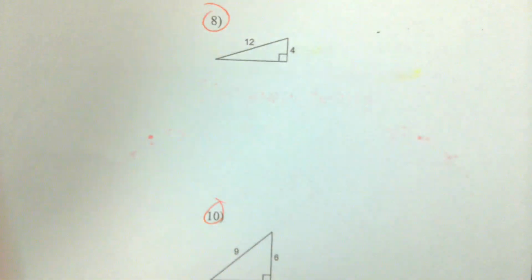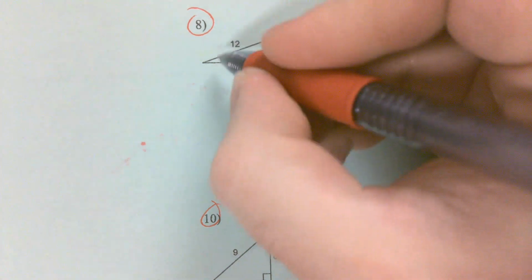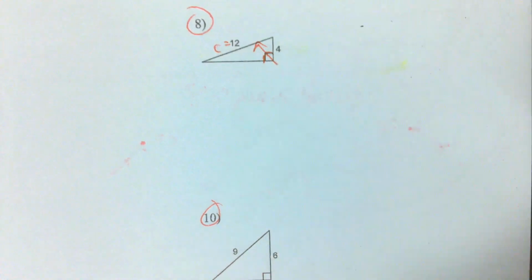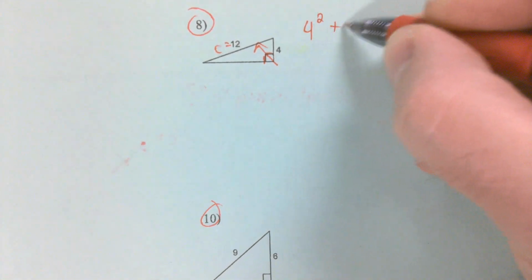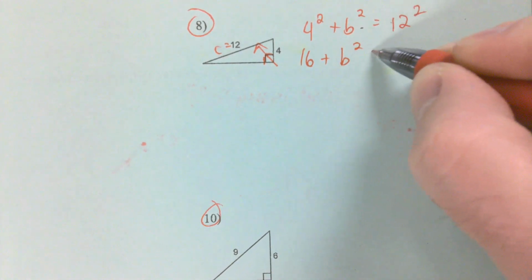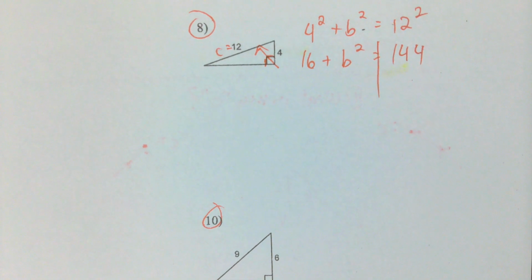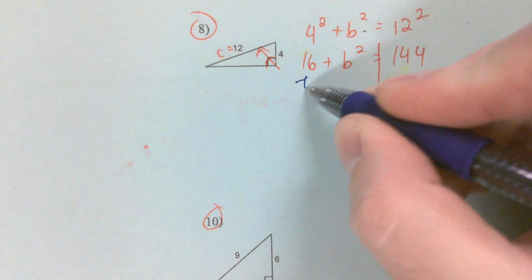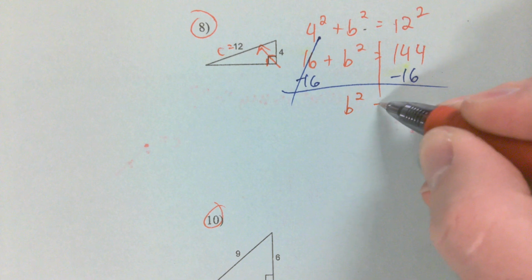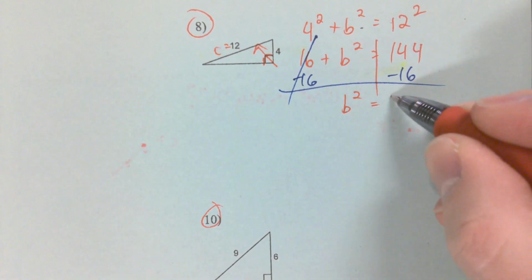Flipping over to the back, number 8. What's my hypotenuse here in number 8? 12. C equals 12. Again, my little right angle is pointing right at it. So I'm going to do 4 squared plus B squared equals 12 squared. I get 16 plus B squared equals 144. What do I do here? Subtract 16 from both sides. Perfect. Those 16s cancel out. What's 144 minus 16? 128.